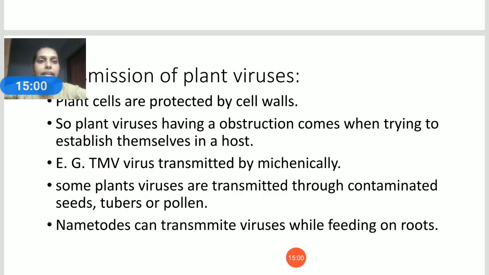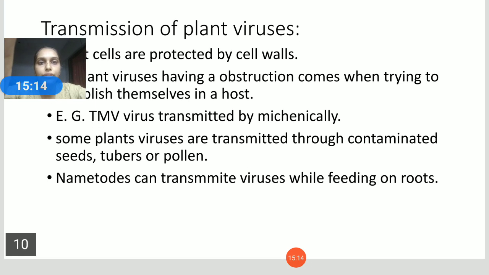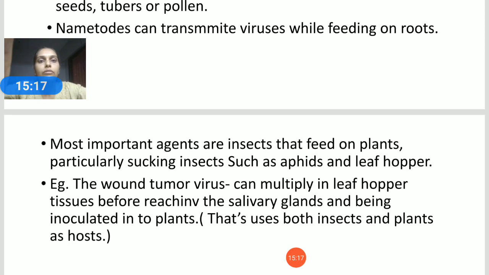Like TMV, a virus transmitted mechanically. Some plant viruses are transmitted through contaminated seeds, tubers or pollen. Nematodes can transmit viruses while feeding on roots. The most important agents are insects that feed on plants, particularly sucking insects such as aphids and leaf hoppers. They are the main sucking insects used in insect transmission.